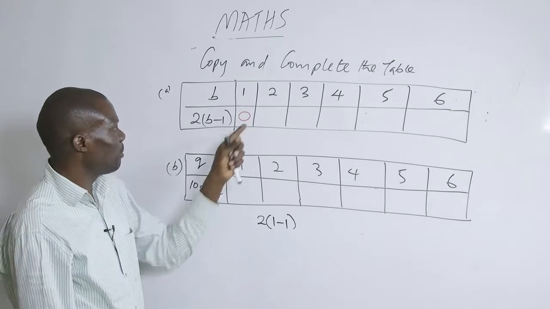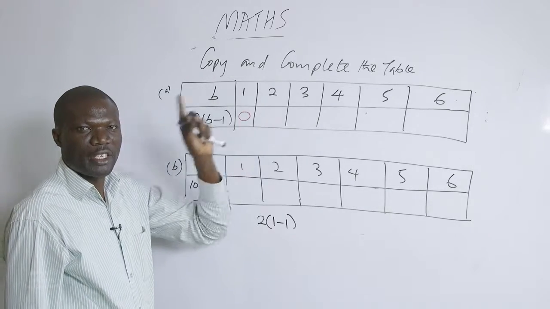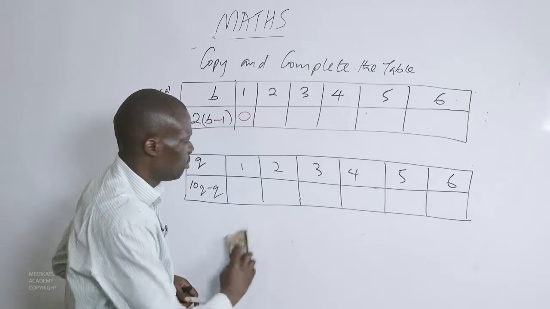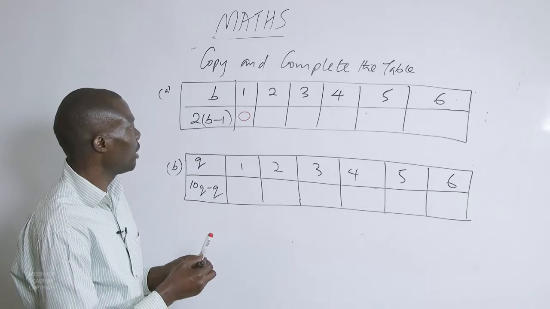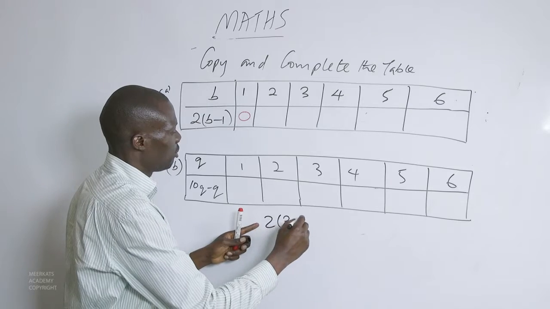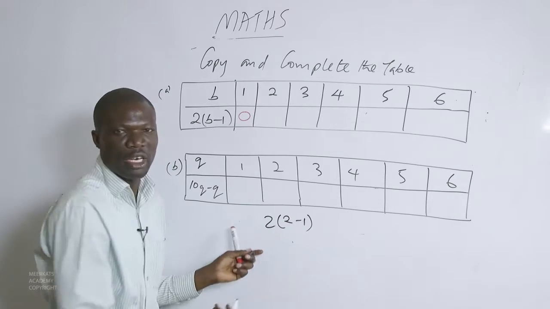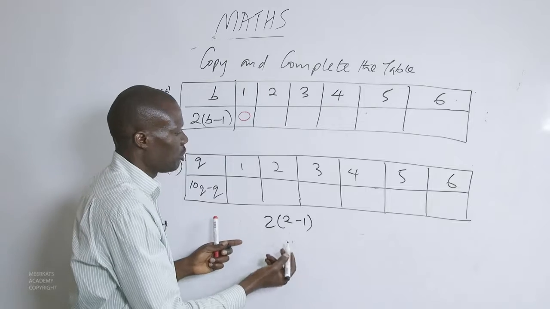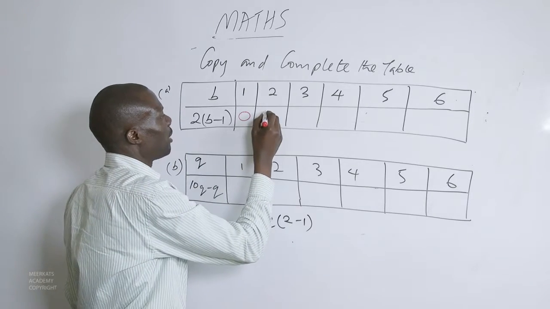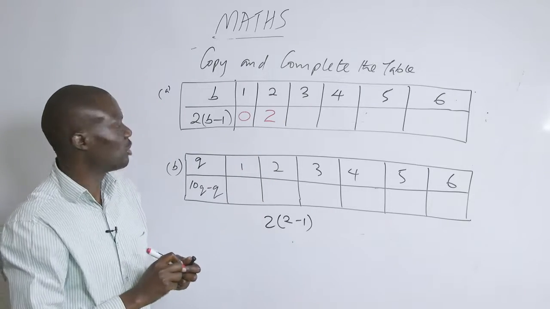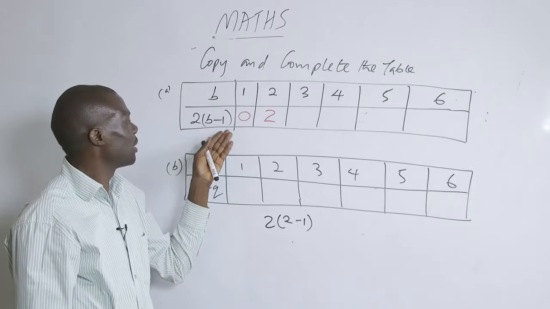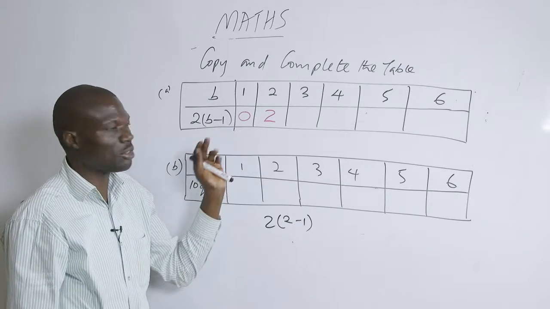Let us move to the second part here. Given that b is 2, what will be the value of 2 into b minus 1? So it will be 2 into b, but b is 2, minus 1. So 2 minus 1 is 1. 1 times 2 is 2. So the value here will be 2. So when b is 2, then 2 into b minus 1 is also equal to 2.